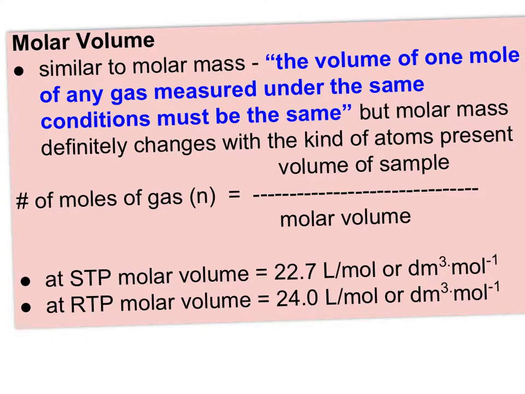So just like with molar mass, we can calculate the moles of gas. Our moles of gas should be equal to the volume of the sample divided by the molar volume. And a couple of equalities or conversion factors that we'll use frequently: remember, at STP, standard temperature and pressure, so 0 Celsius and 1 atmosphere, the molar volume is 22.7 liters per mole for any gas. And at RTP, that's room temperature, 25 degrees Celsius and 1 atmosphere, then it goes up slightly to 24 liters per mole, or as IB likes to say, decimeters cubed mole to the minus 1. So just get used to that label.